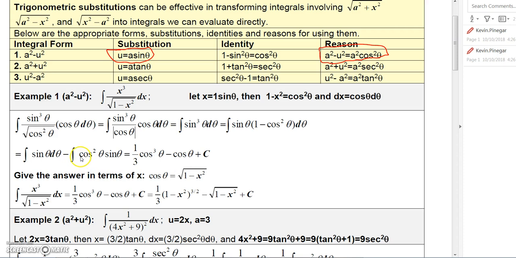And just to avoid spending so much time on this, to integrate this, why don't you let u equal cosine theta, then of course your du would be minus sine theta d theta, and then you can use that substitution to integrate u squared, and so you would get u cubed over 3.